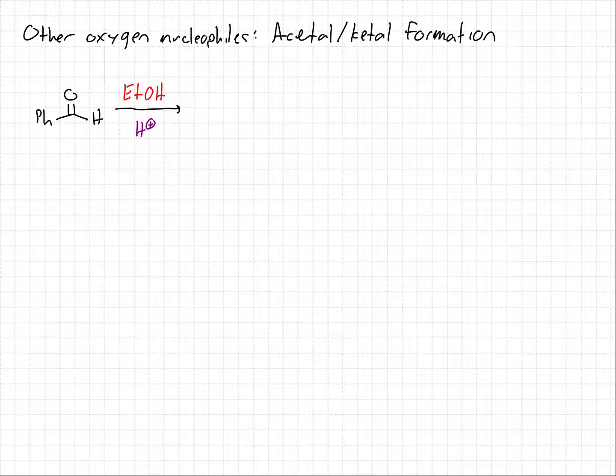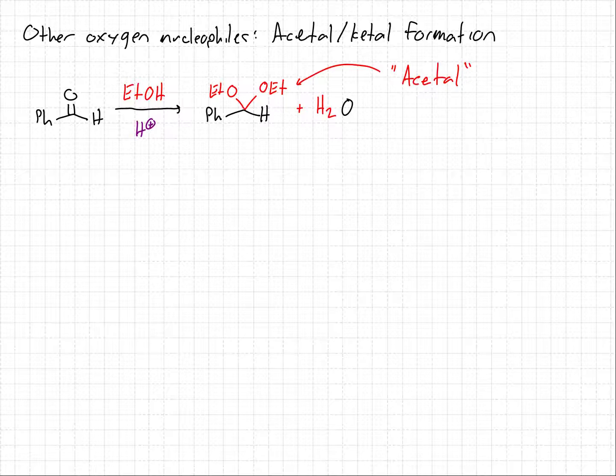alcohol in the presence of an acid catalyst. Now here the alcohol is acting as both nucleophile and solvent, so we have a large excess of it. When the reaction is done, I'm going to get this diether here, sort of equivalent to what the hydrate looked like, and water as a side product. So this functional group is what we call the acetal.